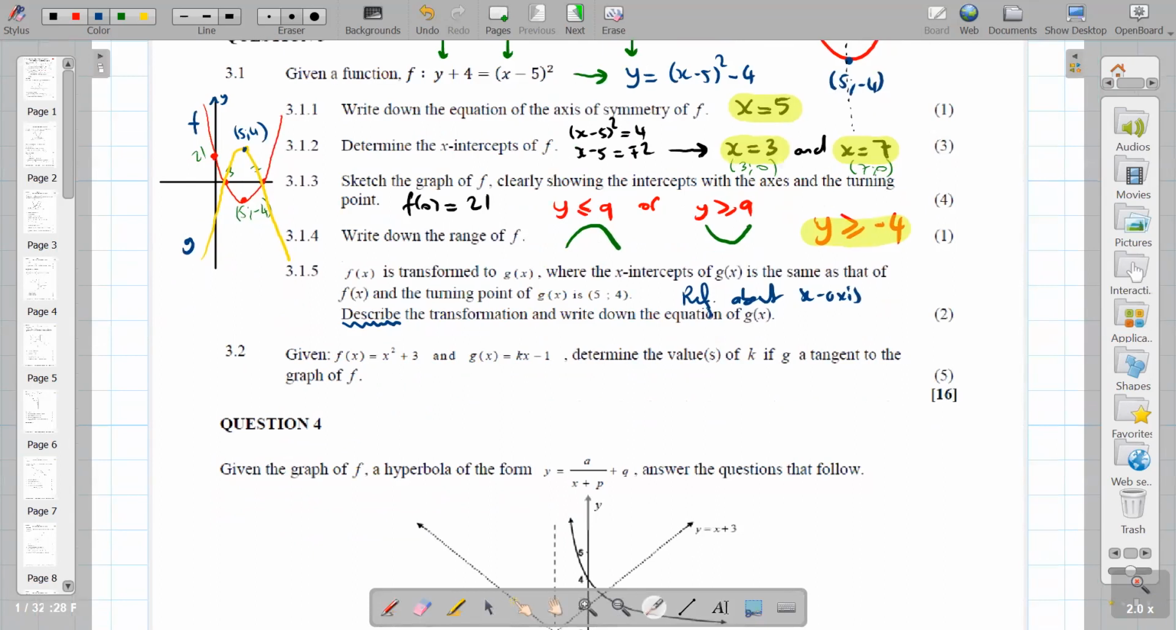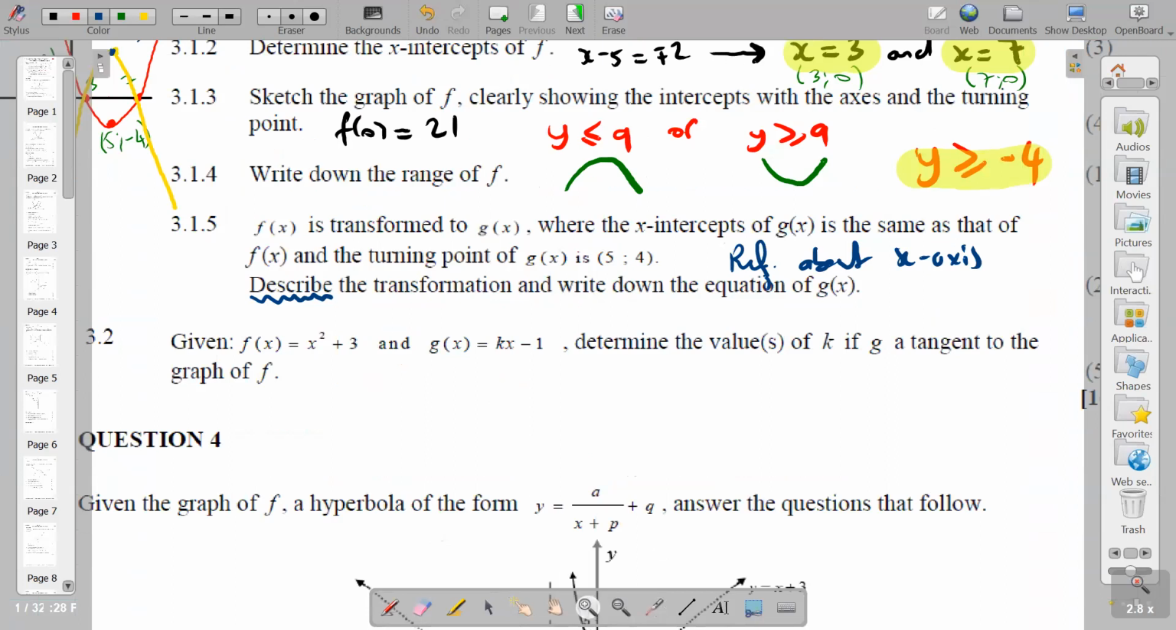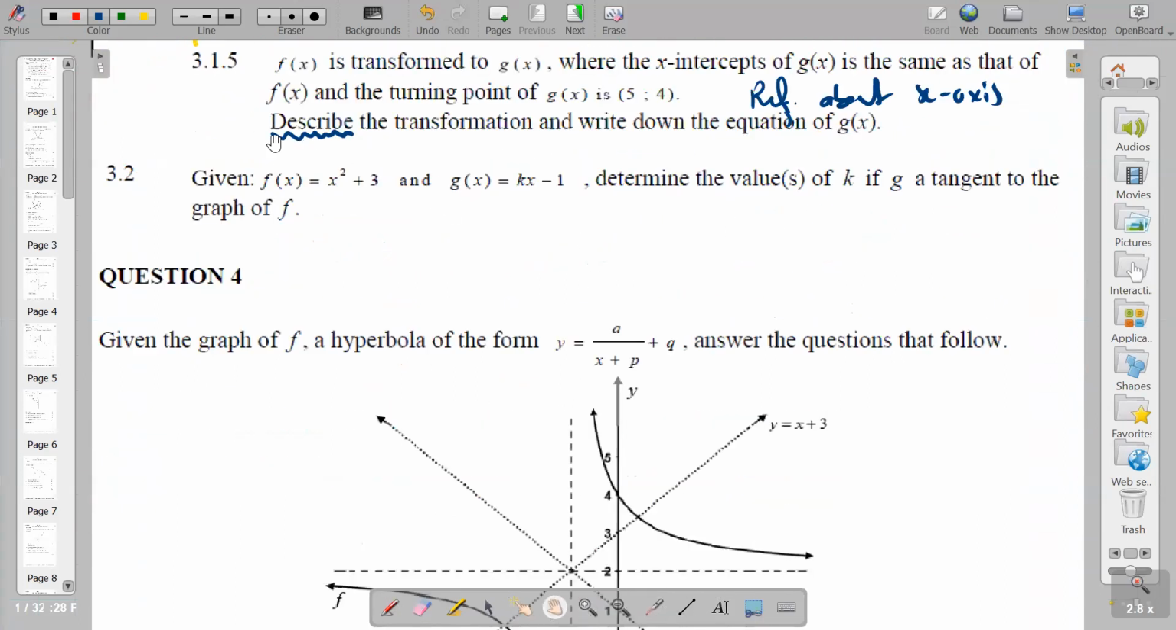We have another parabola and a straight line. Determine the values of k if g is a tangent to the graph f. So g is a tangent to the graph. Okay, it looks like kind of a calculus question, and we can solve it using a calculus method. It looks like we will need to do that.